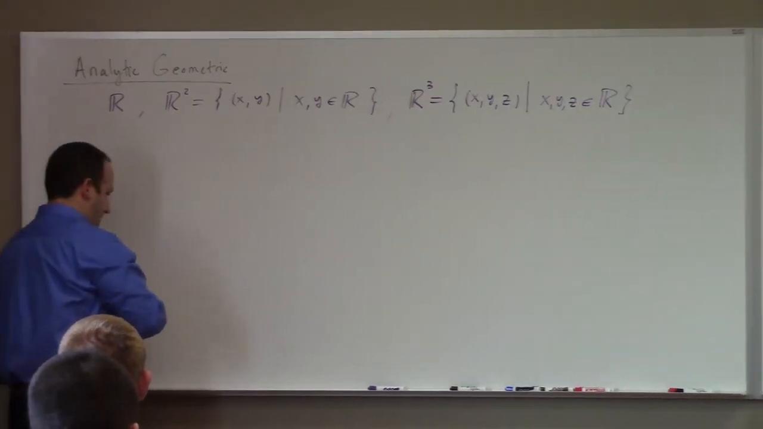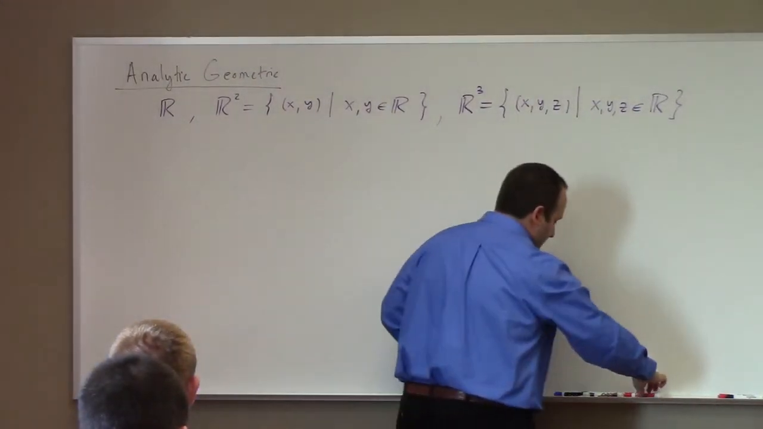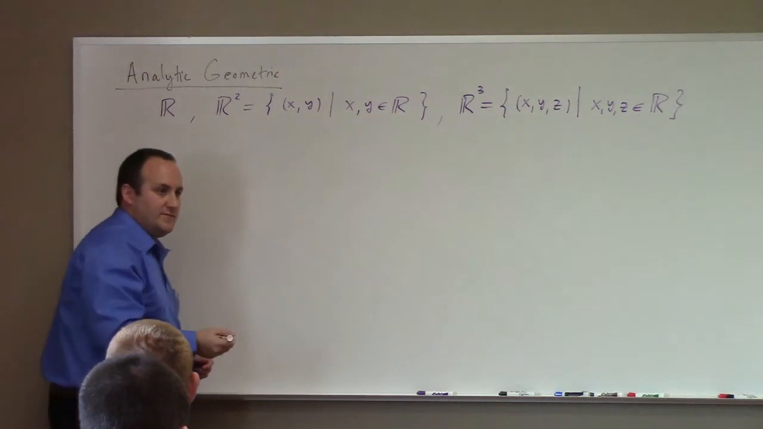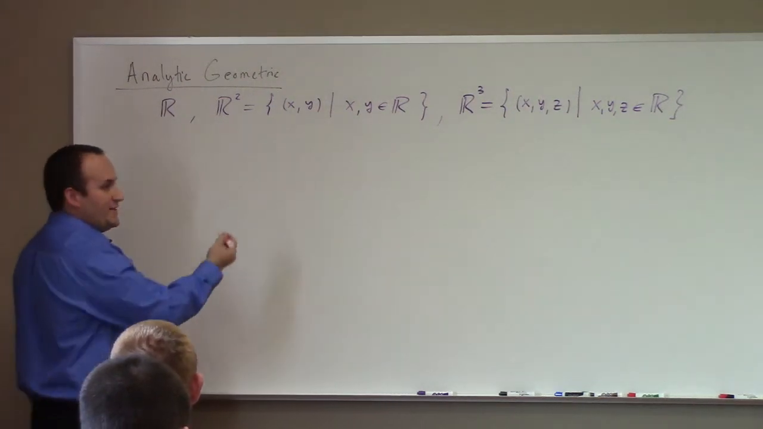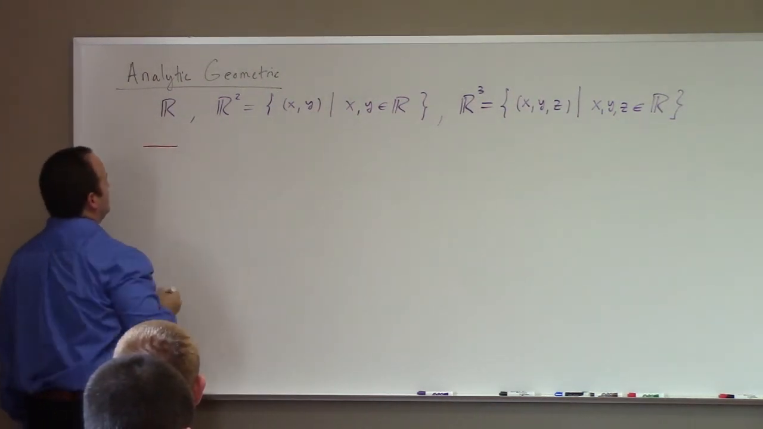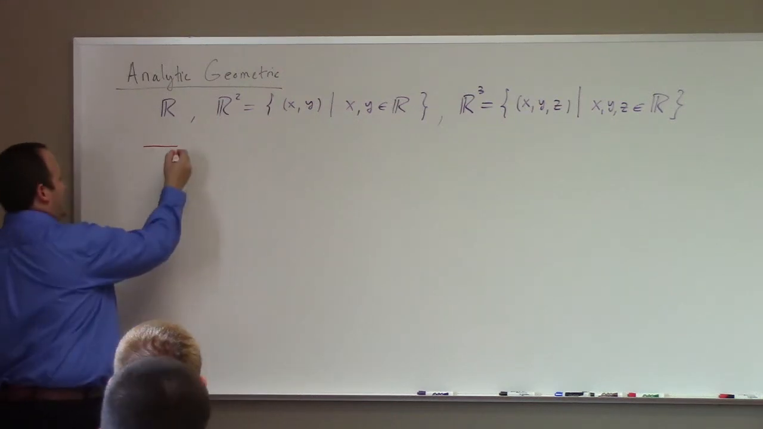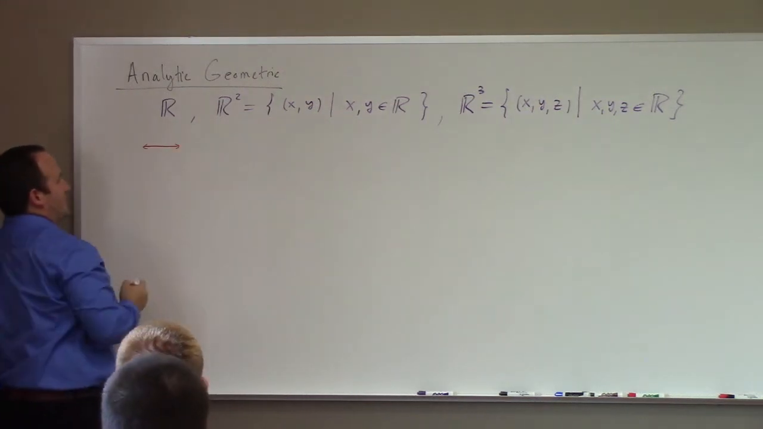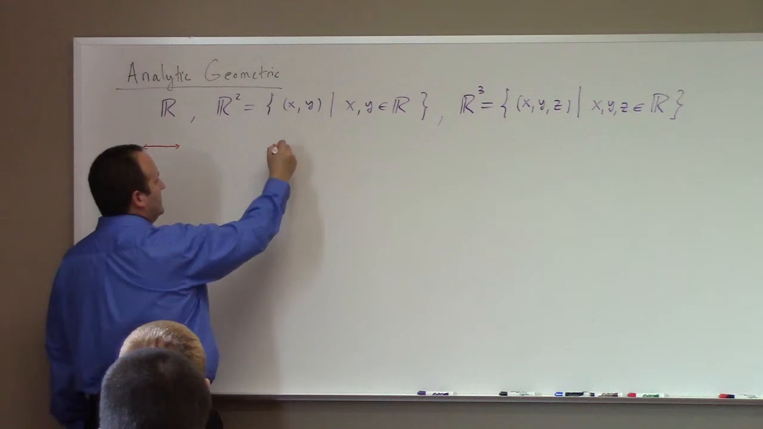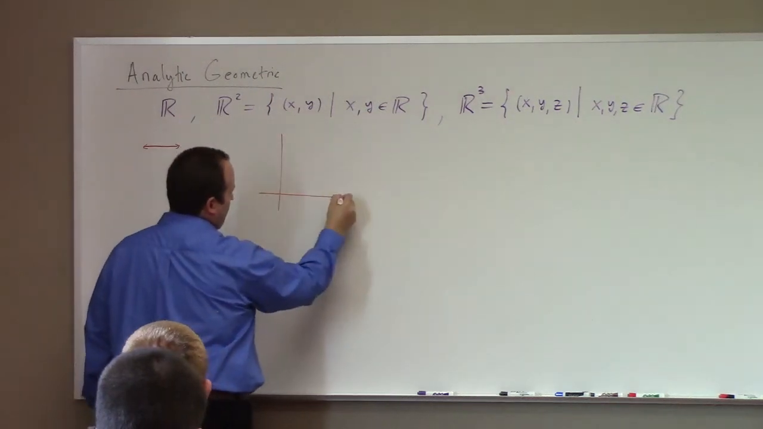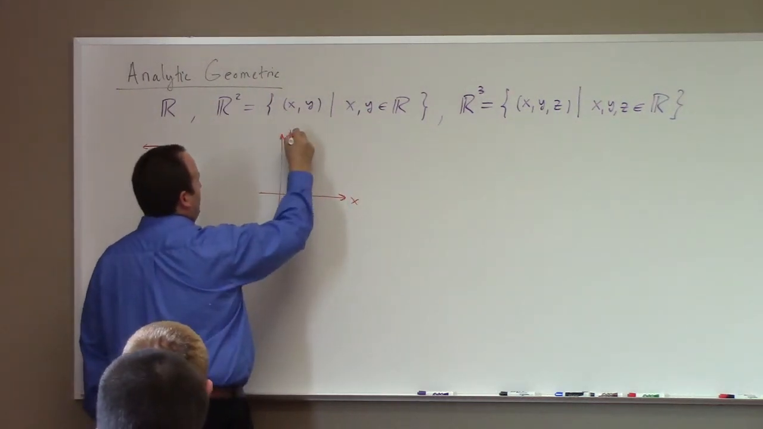R, well, I guess there's a picture we draw for R, right? When did you learn this? 4th grade or something? 3rd grade? 2nd grade? I don't know. Number line, right? There it is. Oh, it does go on and on, I suppose. There's R for you. Now R2, you can draw something like this. Here's X, here's Y, right?